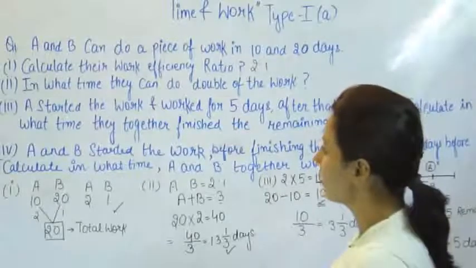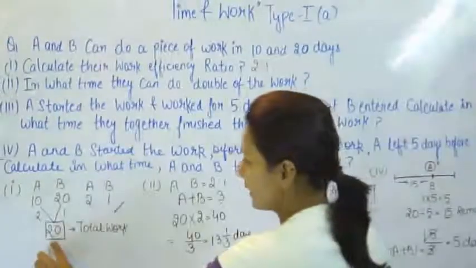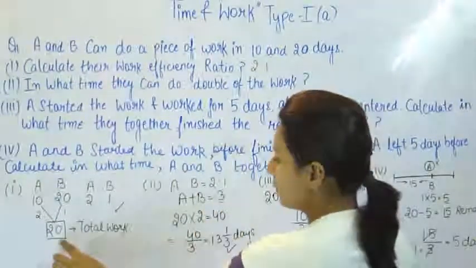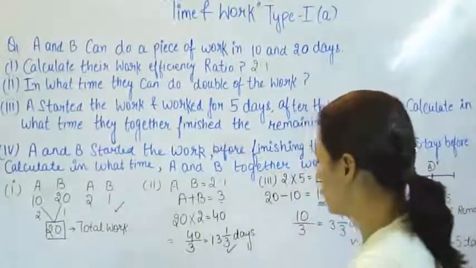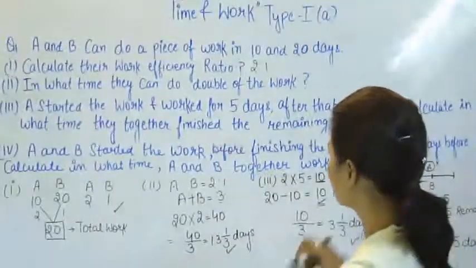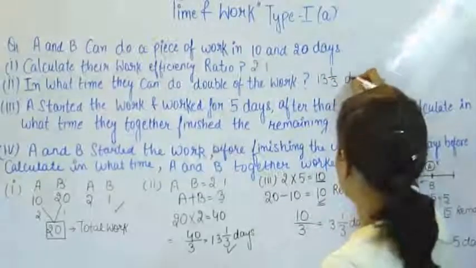Next question is, in what time they can do double of the work. Total work is 20 and they both together are 3. Double work would be 40. 40 divided by 3 and we get 13 1/3 days. So the answer of the second question is 13 1/3 days.